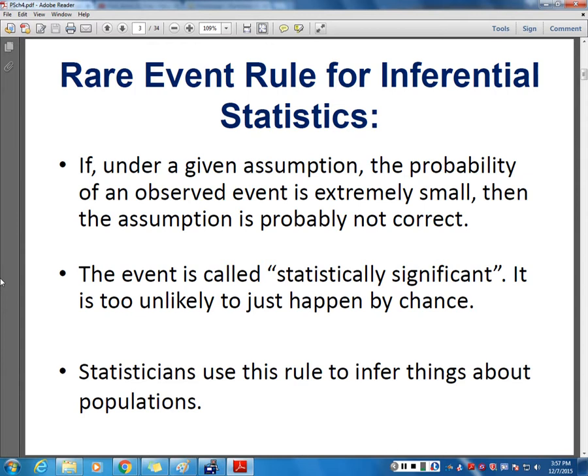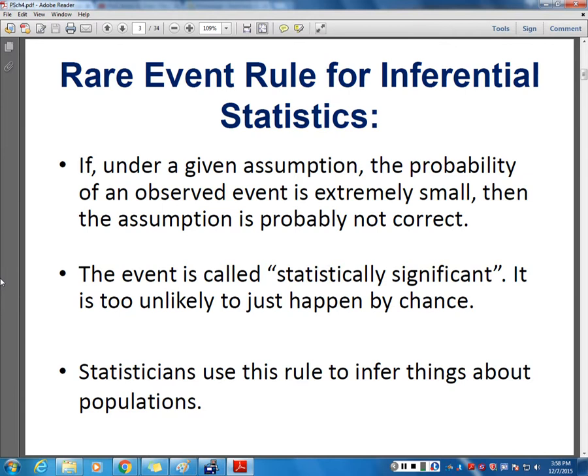Well, your assumption was that most dogs have dark fur. But if what you were seeing doesn't back that up, then your assumption is probably not right. That's kind of what's going on in the rare event rule for inferential statistics. You have an assumption, but then you see the probability of something you observed is very small. It's a rare event. Then there's probably something wrong with your assumption. If indeed most dogs have dark fur, then you should not see so many that have white fur or light colored fur. That would be a rare event.